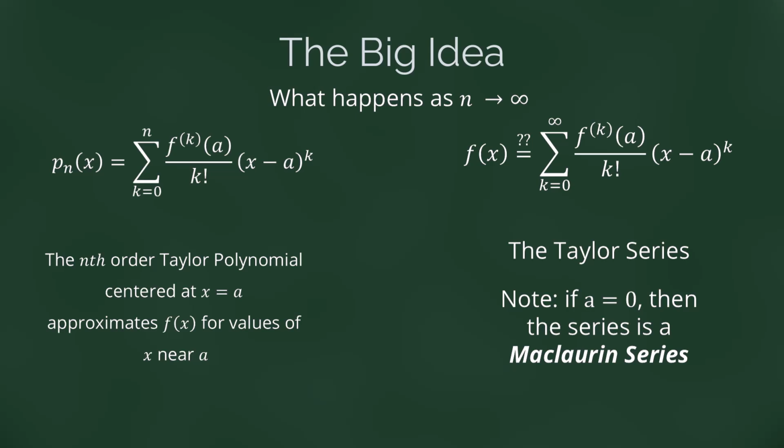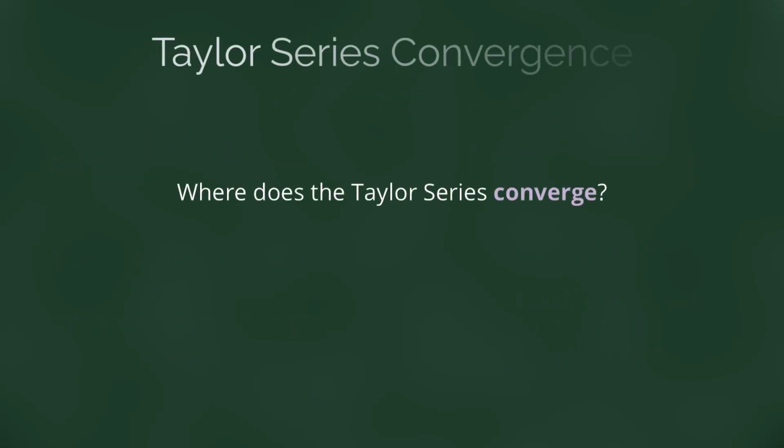Now that we have a working definition for the Taylor series, we're going to examine when such series might converge, and also when the series might be exactly equal to the function that we use to construct it. A Taylor series cannot be equal to a function value if it doesn't converge. So our first order of business is answering the question, where does the Taylor series converge?